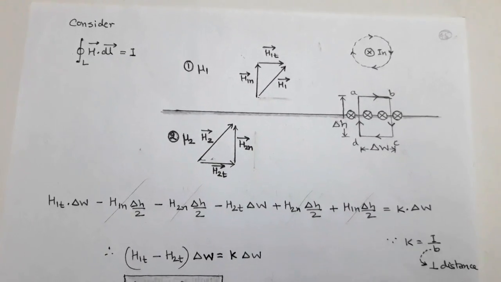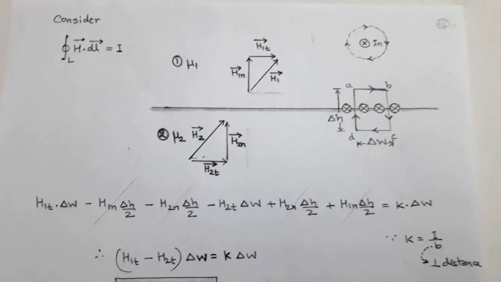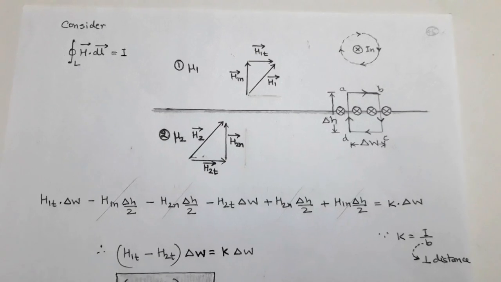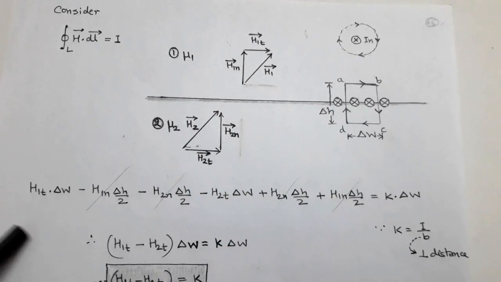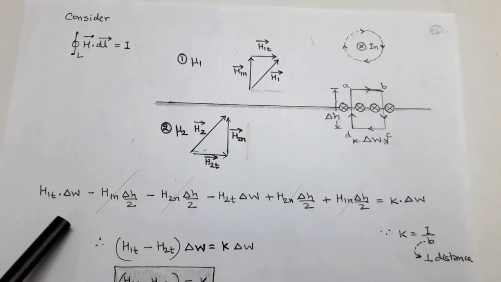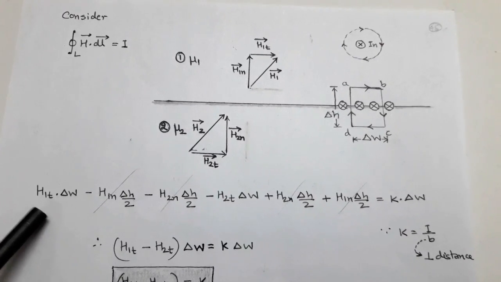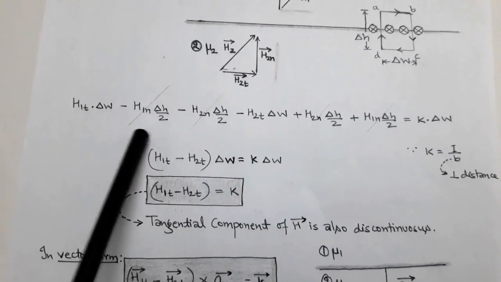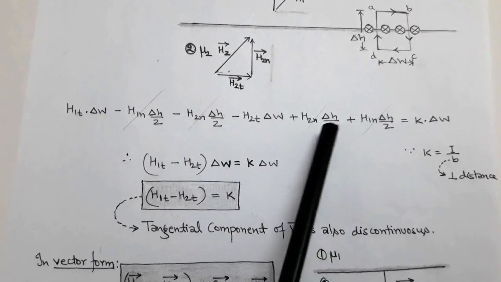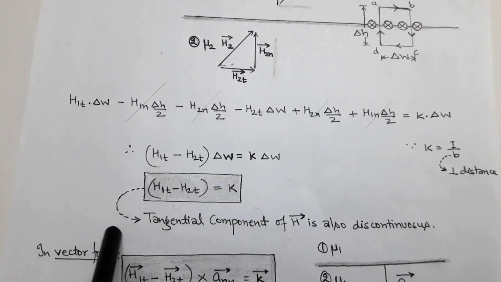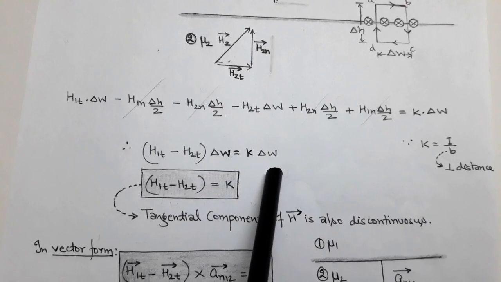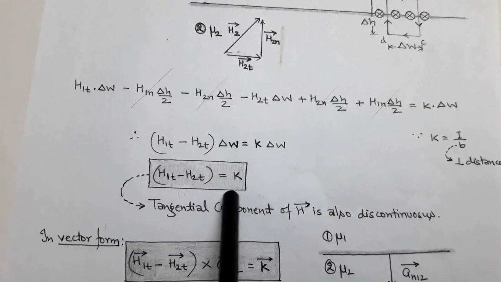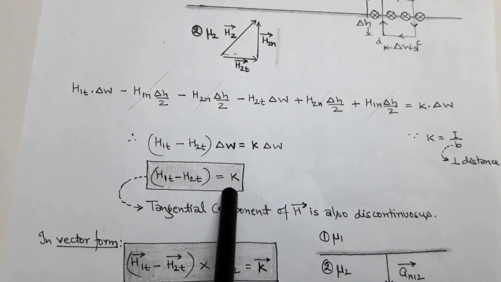So we get H1n delta H by 2. In this way we can write a closed line integration by breaking it into 4 paths and determine the H dot dl accordingly. After cancelling the terms, we get (H1t minus H2t) delta W equals K into delta W. From the left and right side, delta W is cancelled and we get H1t minus H2t equals K.